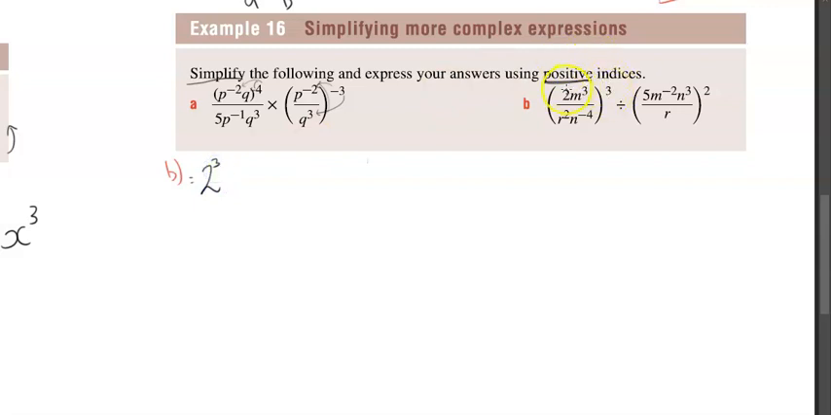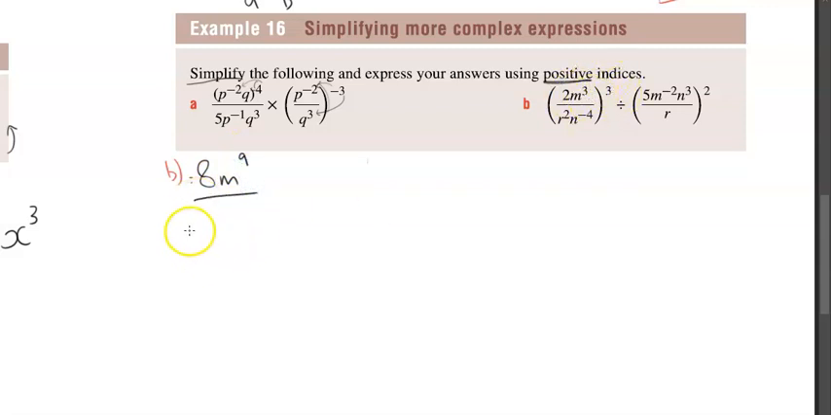So that 3 is getting applied to that. And I already know that 2 to the power 3 is 8. 2 times 2 is 4, times 2 is 8. So I'm just going to write 8 straight away. We have an m to the power of 9, as 3 times 3 is 9.